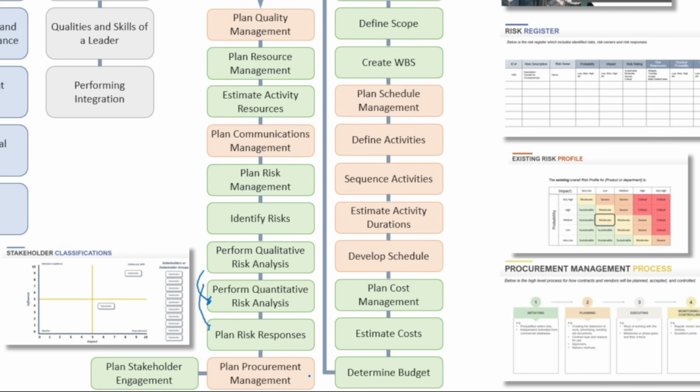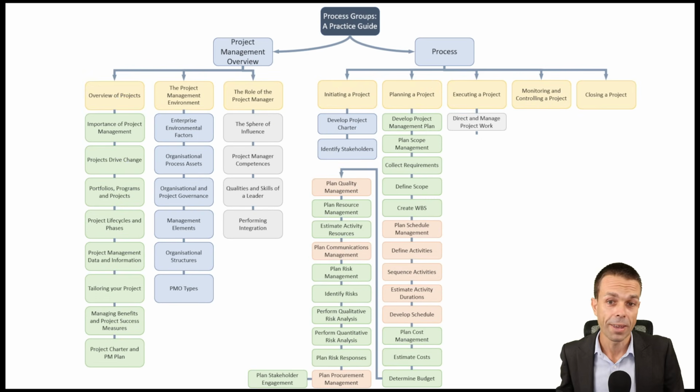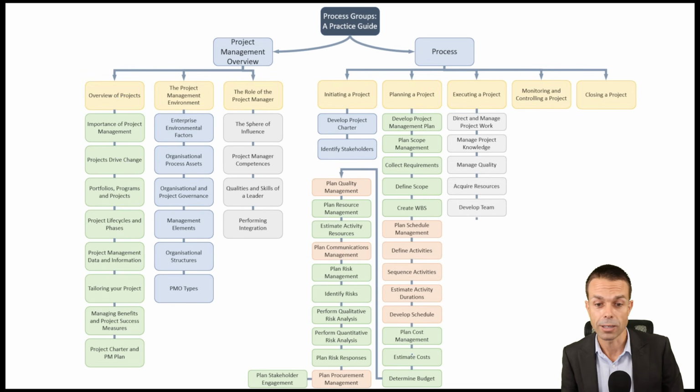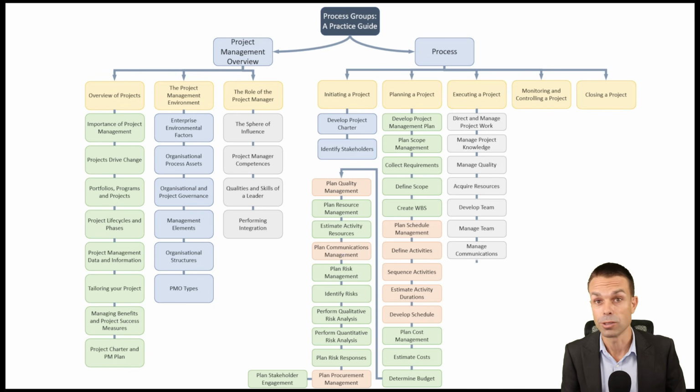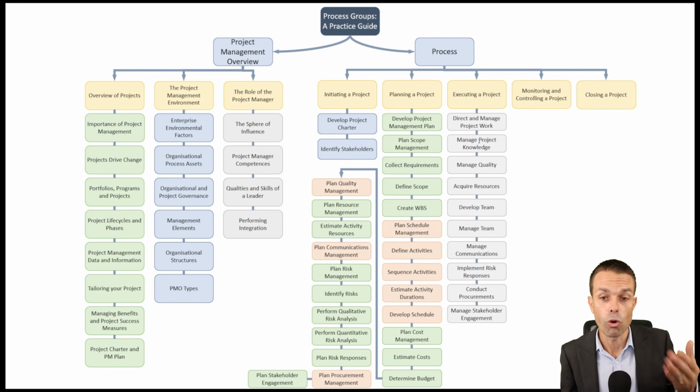Planning procurement management is how we operate with vendors, and planning stakeholder engagement is how we keep our stakeholders engaged. Now, the rest of these processes at a high level is just the same knowledge groups: scope, schedule, cost, quality, resources, communications, risk, procurement, and stakeholders. But now we're just executing and performing these tasks.